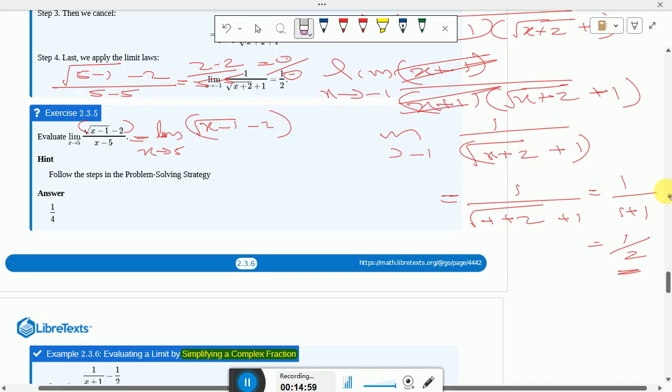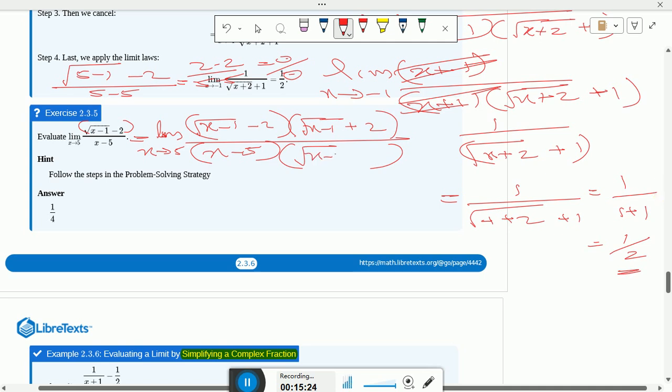What is the conjugate of this one? The conjugate of square root of x minus 1 minus 2 is square root of x minus 1 plus 2. The remaining part, x minus 5, is already there. So on both sides of the equation I take the multiplication.